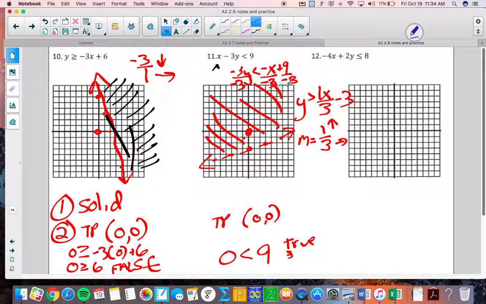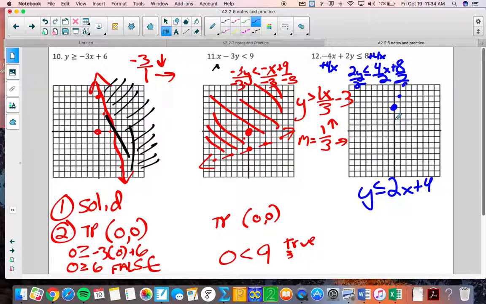Last but not least, undo the x first, add 4x. So we get 2y is less than or equal to 4x plus 8. Now divide by 2. The final equation is y is less than or equal to 2x plus 4. So we're going to do a solid line. We make a y-intercept at 4, and we go up 2, right 1, and then down 2, left 1. Puts them all in a line.